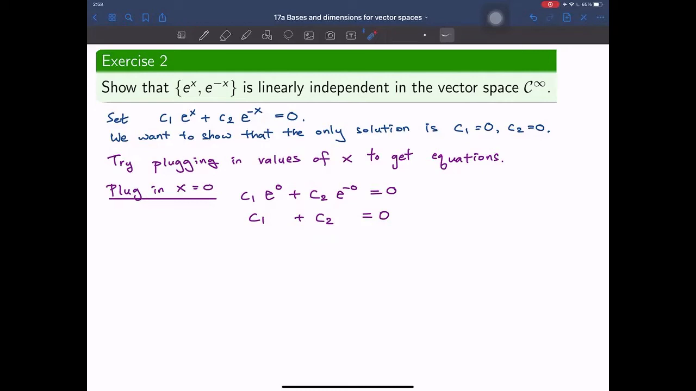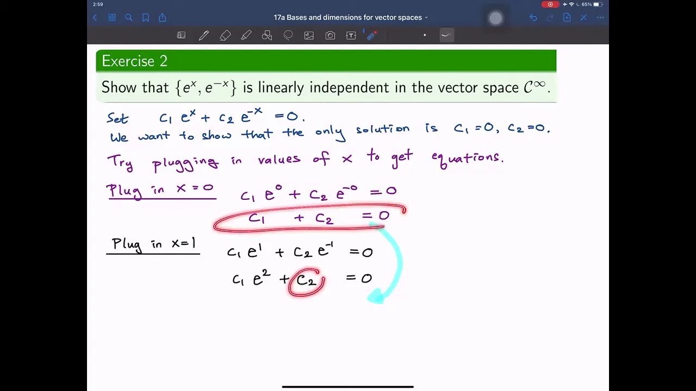Now let's try to plug in other numbers. The next simplest number would be 1. I get this equation. Let me now multiply both sides by the value e. Let me now replace C2 using this equation. So C2 is equal to negative C1.